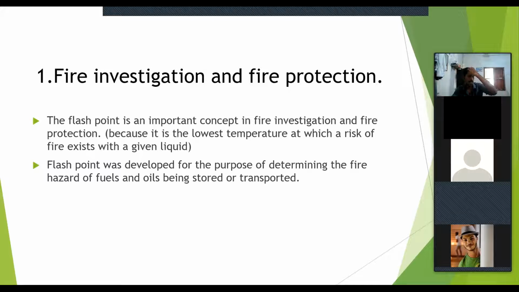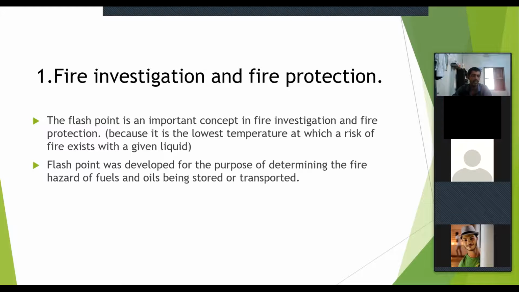If the flash point is lower than the room temperature, then we should be careful, right? Because if any flame is introduced into that fuel, then it will burn. That is the thing. So we should always try to store and transport those fuels below the flash point temperature. That is a safety procedure, right?